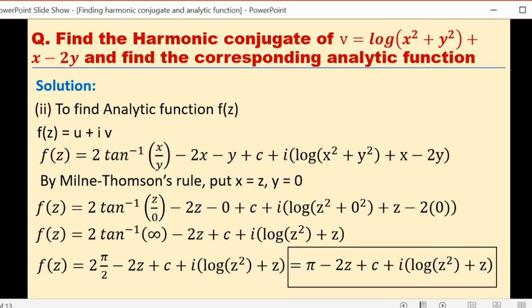Did we understand this? My voice is breaking. Are you able to hear me? Yes. Okay. Check if we have got the answer here. समझ में आया है ये f of z कैसे find out किया? Did we understand how we found f of z?